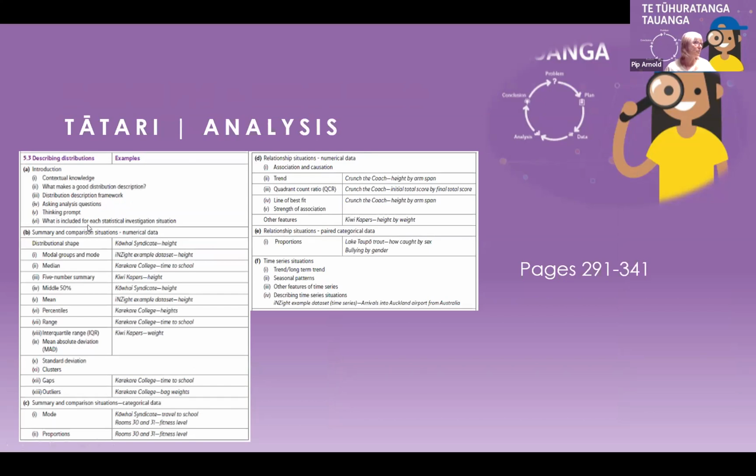So these are all the topics. So you can see here, summary and comparison numerical has these features. And again, examples are there. Summary and comparison categorical has these features. Relationship situations for numerical has these features. Paired categorical, we have proportions, and then time series. All right, so that's the features that are described.